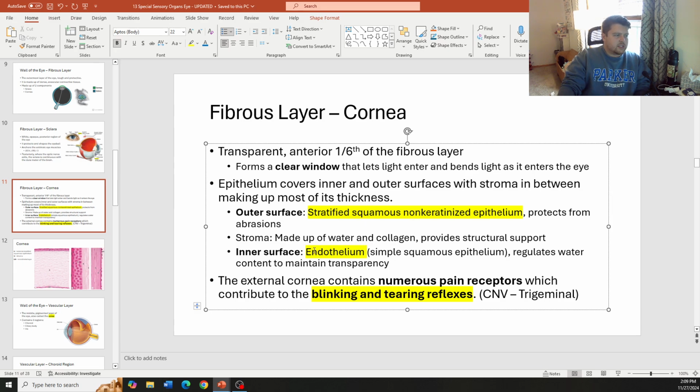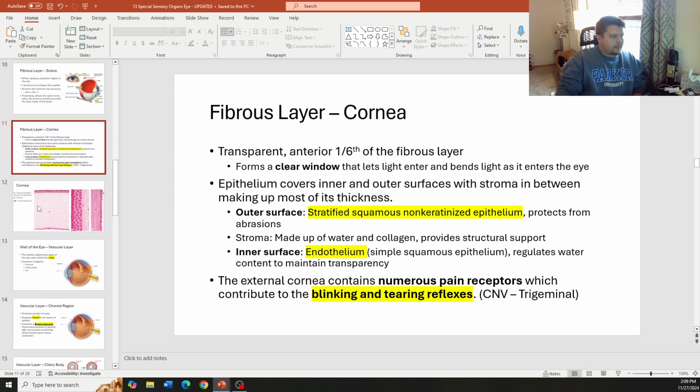The inner surface is actually endothelium, so simple squamous epithelium. We say endothelium, has to do with it when it's in contact with fluids. And so the endothelium regulates water content to maintain the transparency. The stroma in the middle, not usually asked about, but it is made up of water and collagen and is really just there for the structural support.